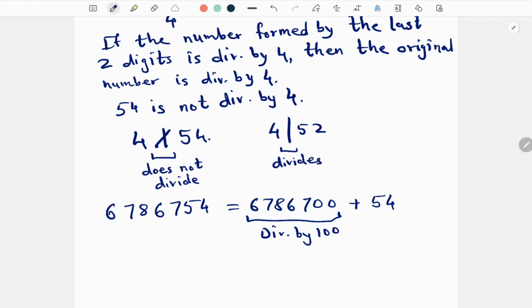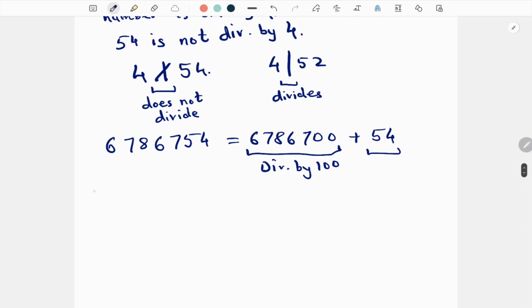Therefore also divisible by 4, because 100 is divisible by 4. So all that matters is the last two digits. If that part is divisible by 4, then the entire number is divisible by 4. If not, then it's not.